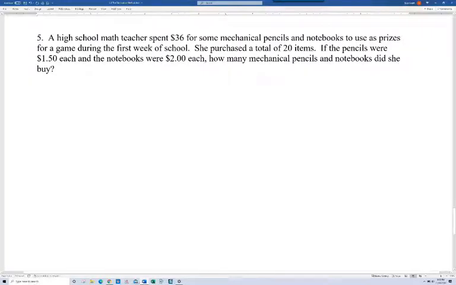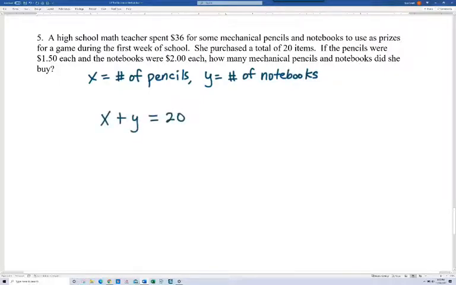I'm going to go ahead and let x be the number of pencils. These are mechanical pencils. And I'll let y equal the number of notebooks. So we're just talking about the quantity of pencils and notebooks, and there were a total of 20 items purchased. So we could say x plus y is equal to 20. We're dealing with quantity. The number of pencils plus the number of notebooks is 20, since 20 items were purchased.